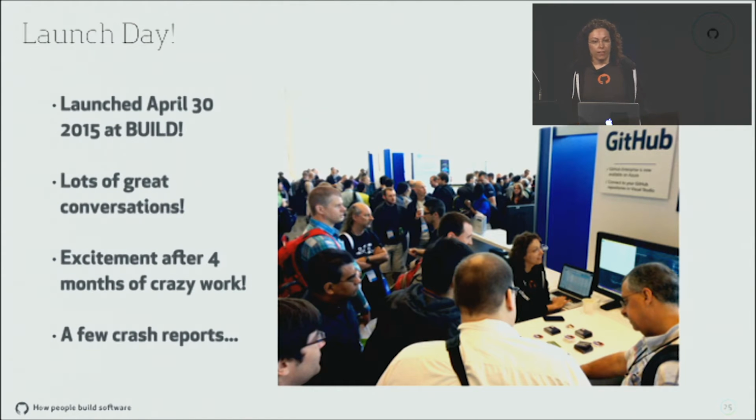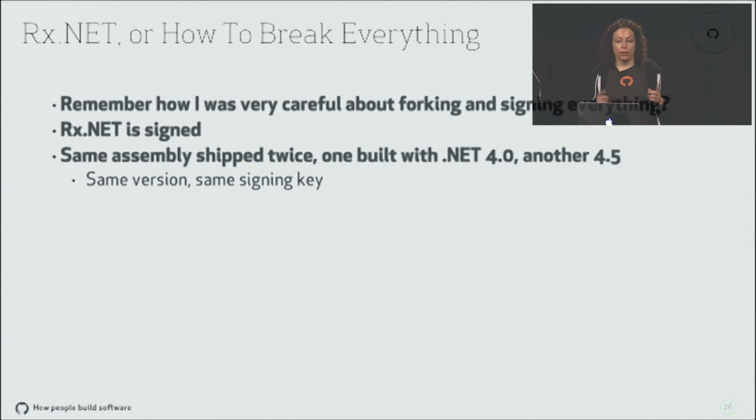So after fighting the system, we launched. Yay, April 30. It was awesome. A lot of great conversations. Build was amazing, and we had people coming in and being able to log into GitHub and Visual Studio and do all their work instead of using something else. We had a few crash reports on that day. And there were two main issues that were very interesting, and in hindsight, probably avoidable.